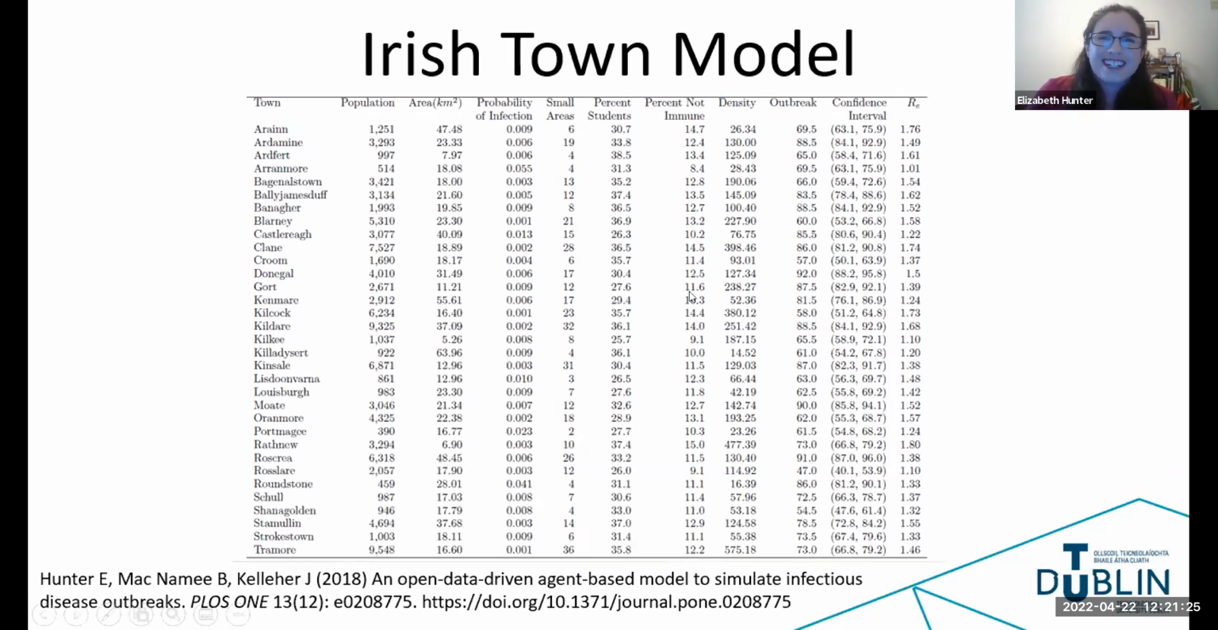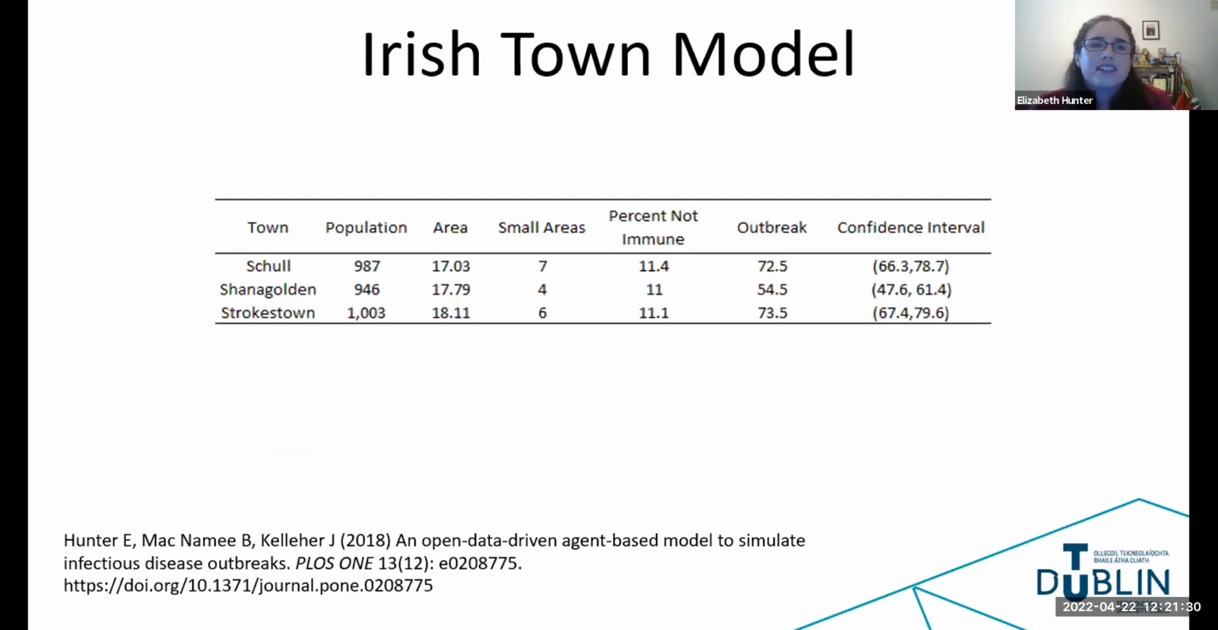We got some interesting results, and pulled out a few towns that showed something really interesting. If we look at these 3 towns, Skull, Shannon-Golden, and Strokestown, they're quite similar. They all have populations of 1,000 or just under, and their areas are very similar, about 17 square kilometers. They also have a similar percent of agents who aren't immune, which is related to vaccination rates. The age structures of the towns might vary, and if vaccinations differ by age, you might have a different percent of unvaccinated agents within the town, but these are all very similar.